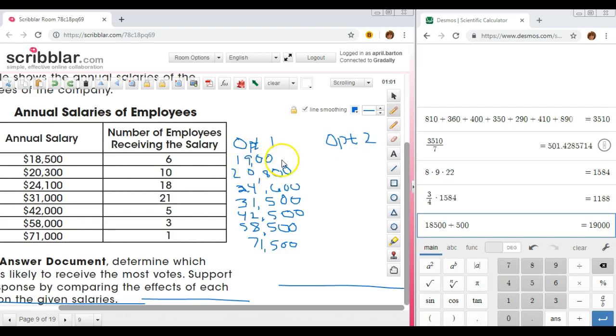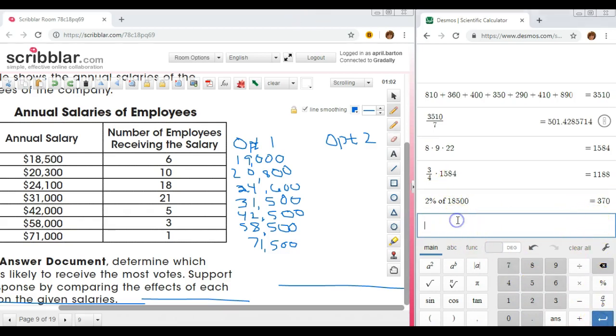Oh, and I made a mistake here. That should have been 19,000. Needed an extra 0. So to find 2% of the salary, we're going to do the 18,500. I'm going to fix that. There we go. 18,500 times 2%. Oh, this calculator does it a little bit different. So it gives us words. So if we do 2% of 18,500, gives us $370. So that's how much we add to the 18,500.